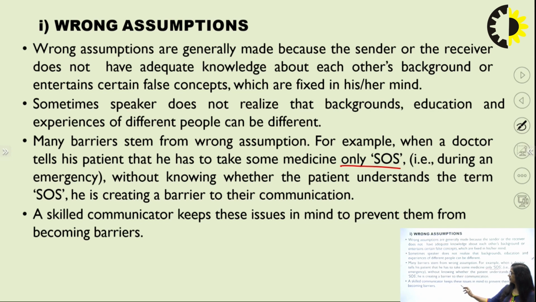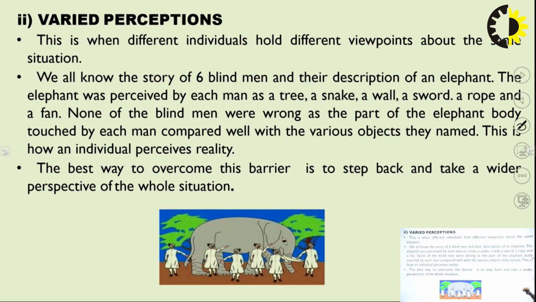A skilled communicator keeps these issues in mind to prevent them from becoming barriers. To strengthen your skills as a communicator, try to put yourself in the shoes of the receiver. This exercise will prevent making wrong assumptions about the receiver. Next is varied perceptions. Varied perceptions is when different individuals hold different viewpoints about the same situation.